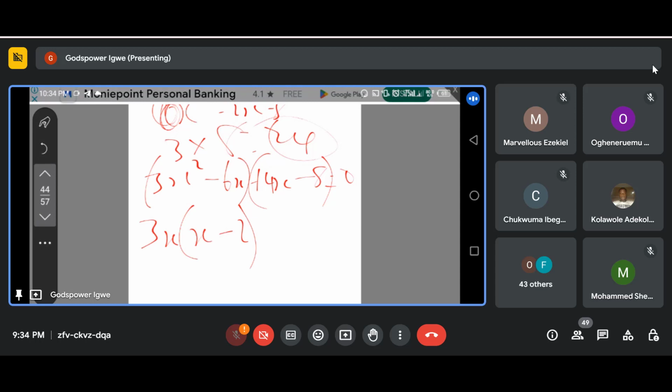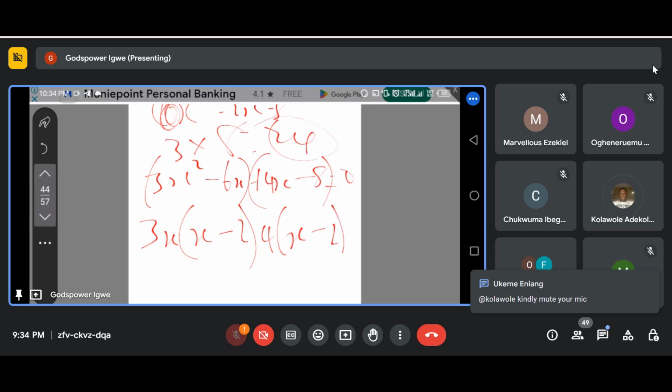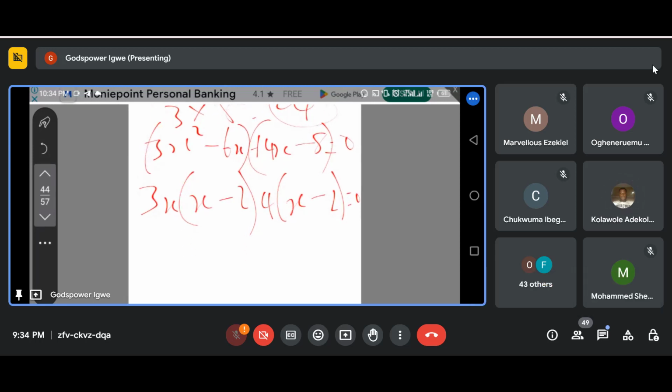So we also look among 4x and 8, what can go? There's no x on the right hand side. So we took only 4 out, because 4 going into 4x remains only x, and 4 going into 8 remains 2. So that now gave us this. So we take 3x plus 4 as one part of the equation, and x minus 2 as the other part.